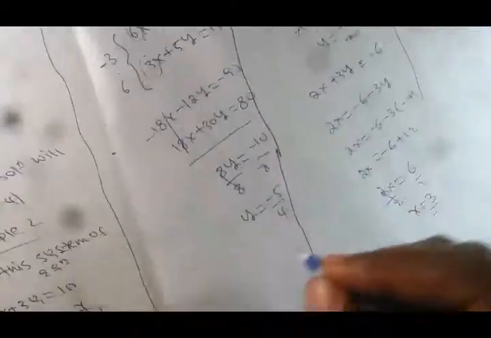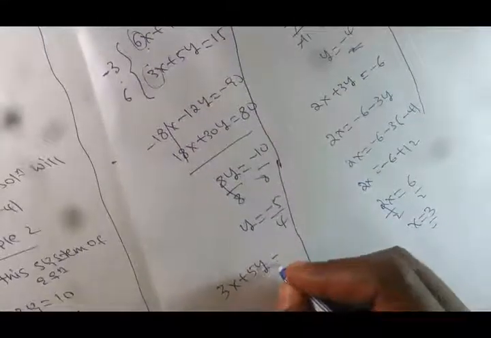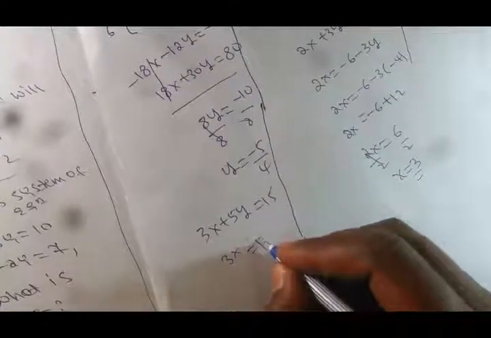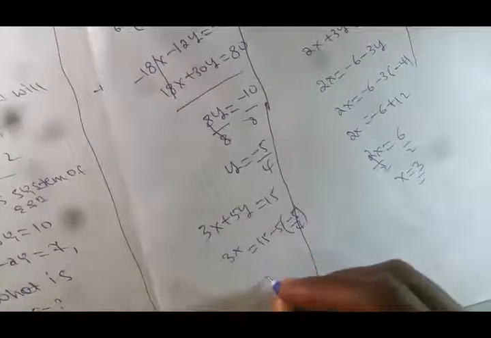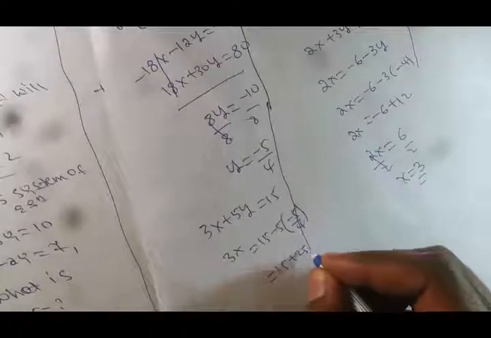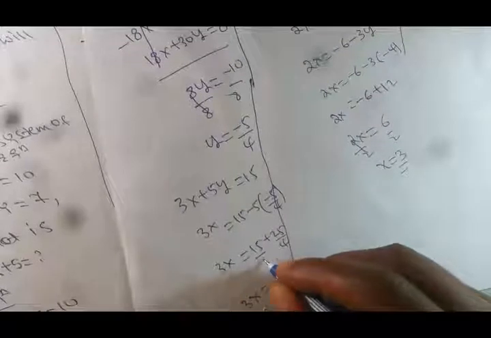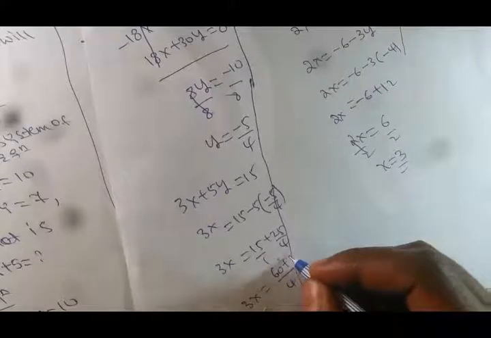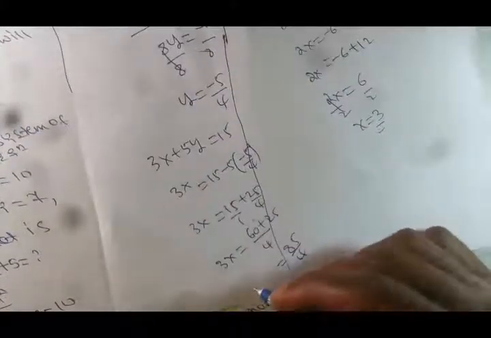To find the value of x, we have equations 3x plus 5 times y is equals to 15. So 3x is equals to 15 minus 5 times the value of y, which is minus 5 over 4. Therefore 15 plus 25 over 4 is equals to 3 times x. 3x is equals to, when we take 4 as common, 4 divided by 1, 4 times 16 plus 4 divided by 4, 1 times 25. This is equals to 85 over 4 is equals to 3 times x.